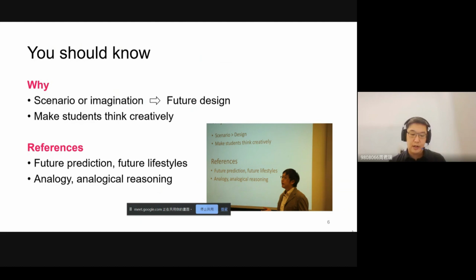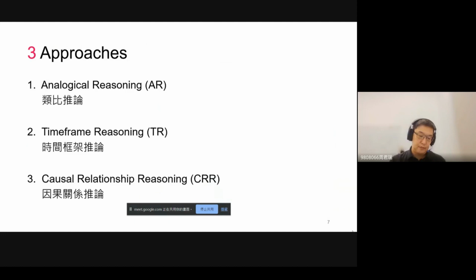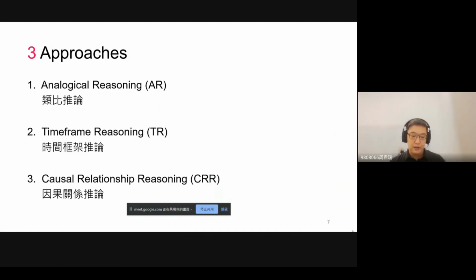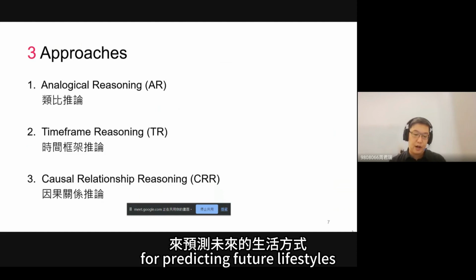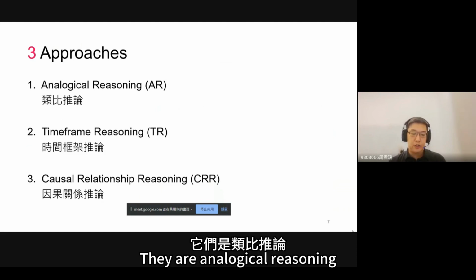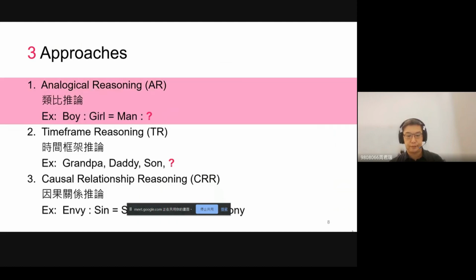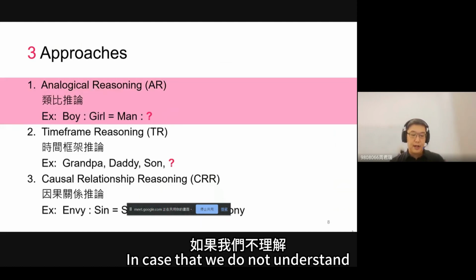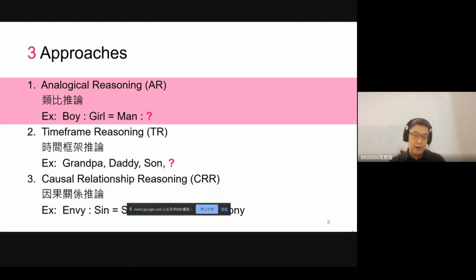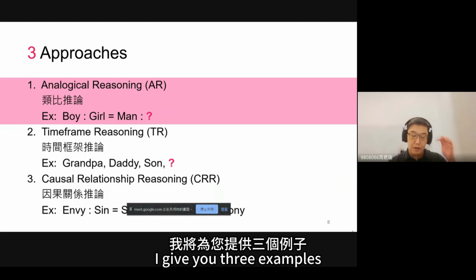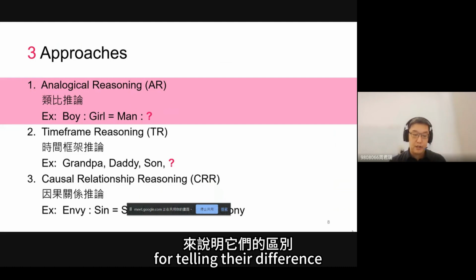analogy, and analogical reasoning. In this class, we will introduce 3 approaches for predicting future lifestyles. They are analogical reasoning, time frame reasoning, and the causal relationship reasoning. In case that we do not understand these 3 categories here, I give you 3 examples for telling their difference.